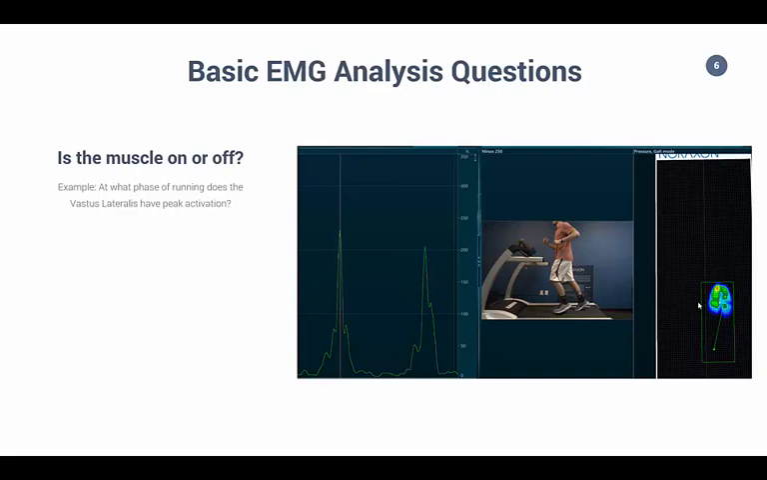For example, we can see in this image here that this muscle, the vastus lateralis, has peak activation when our subject is reaching toe off during running. The coordination of that muscle with what's occurring kinematically can allow us to see how well that muscle is being recruited and if it's being recruited at the right times.